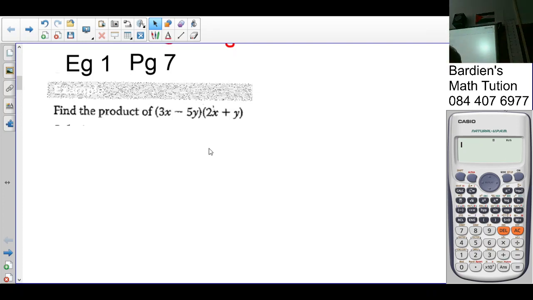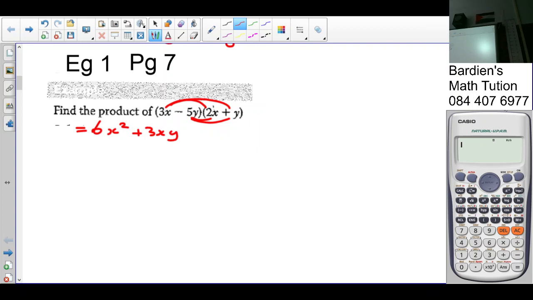Thank you. Okay, so for this example 1 on page 7, again we must just multiply this out, not so? So 3x times 2x, 6x squared, not so? 6x squared. 3x times y, 3xy. Negative 5y times 2x, negative 10xy. Negative 5y times y, negative 5y squared.